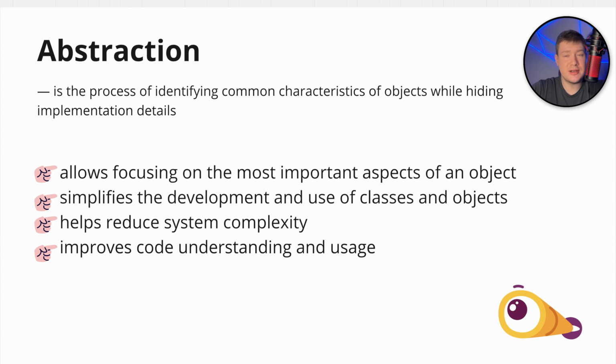And the last superstar, this is abstraction. Abstraction is the process of identifying common characteristics of objects while hiding implementation details. And why do we need abstraction? Number 1, because abstraction allows us to focus on the most important aspects of an object. Second, it simplifies the development and use of classes and objects. Abstraction helps reduce system complexity and improves code understanding and usage.